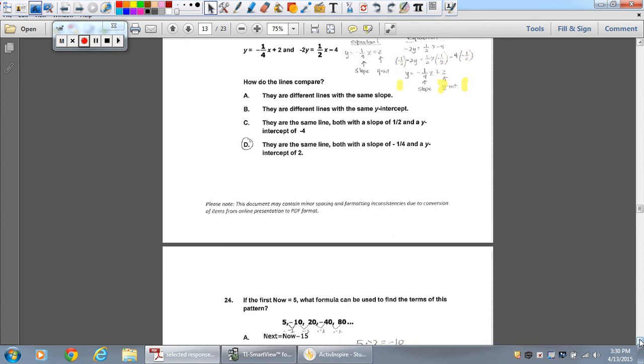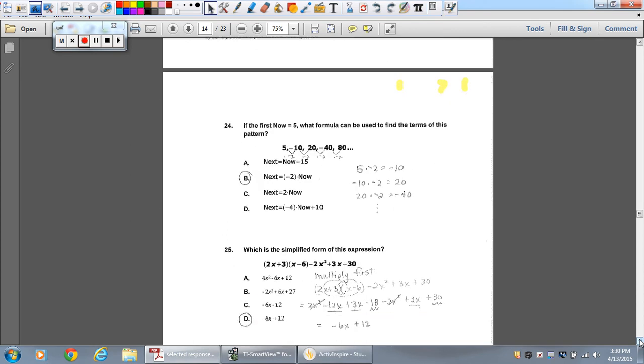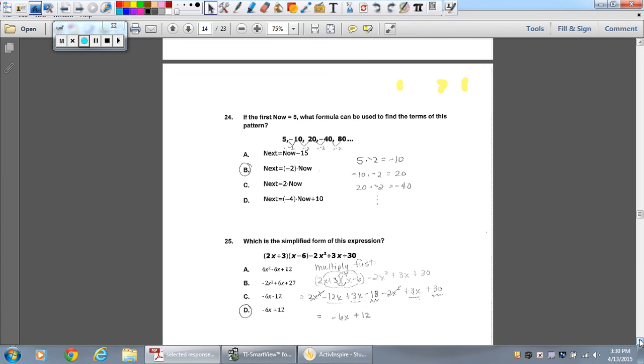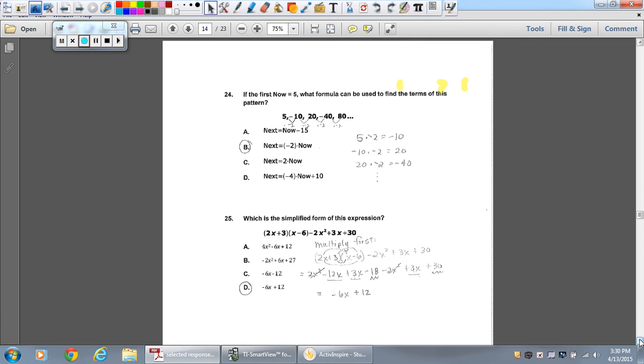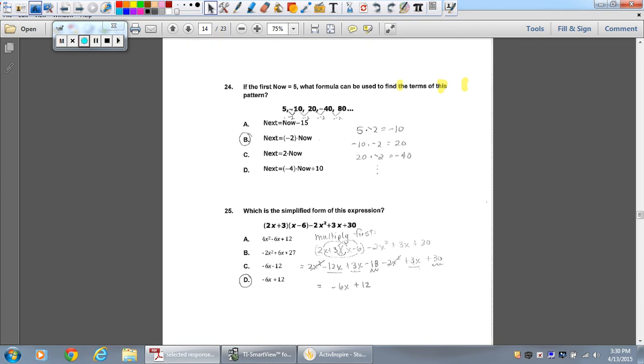Number 24. Same thing. What do you do with the one to get the next one? So it looks like here we're always multiplying by -2, so -2 times the current one will give you the next one.